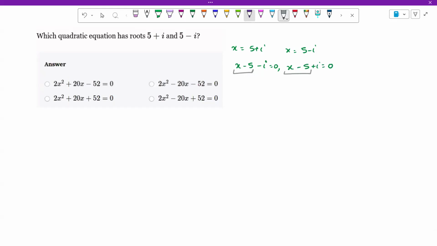So whatever is the middle number, that is the middle number with respect to the x, it is going to be a negative number. So this is not possible. So this is negative. Now what next?